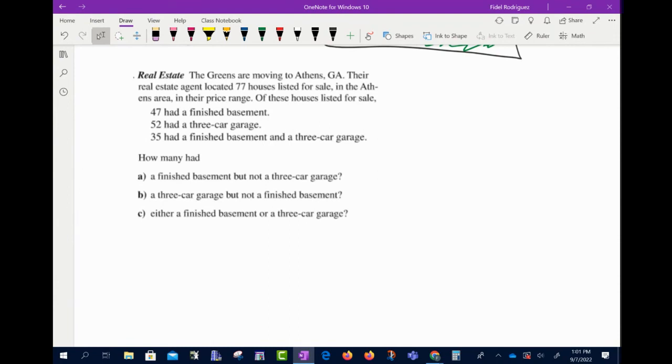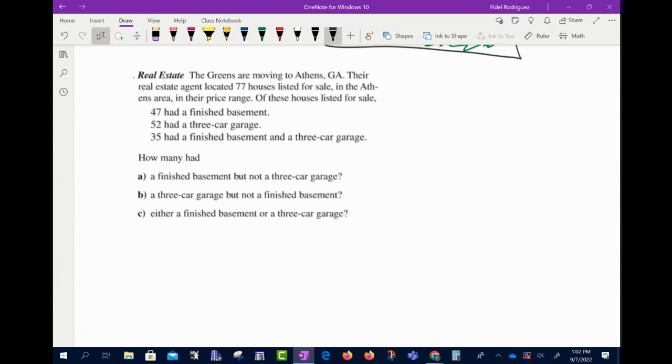It says, the Greens are moving to Athens, Georgia. The real estate agent located 77 houses listed for sale in the Athens area in their price range. Of those houses listed for sale, 47 of them had a finished basement, 52 had a 3-car garage, and 35 had a basement and a 3-car garage. Okay, the question says, how many had a finished basement but not a 3-car garage? How many had a 3-car garage and not a basement? And how many of them had either a finished basement or a 3-car garage?